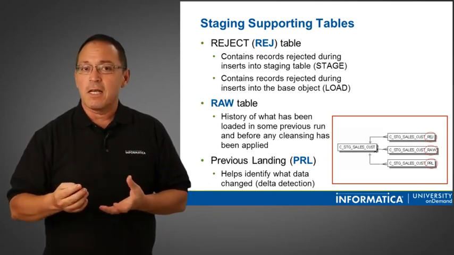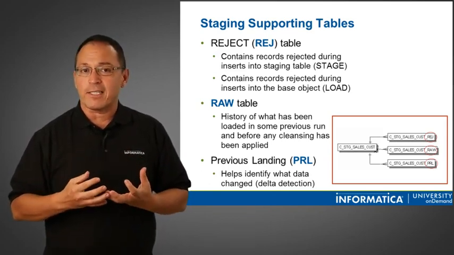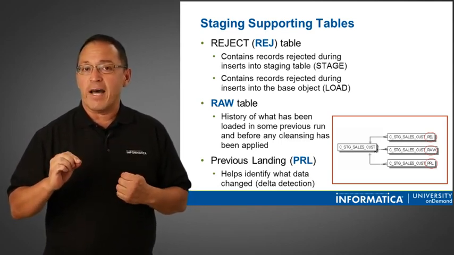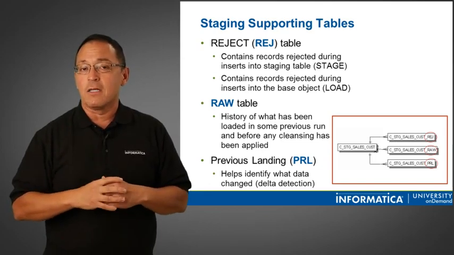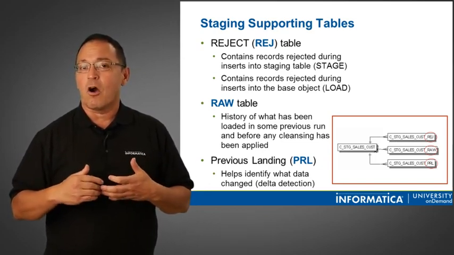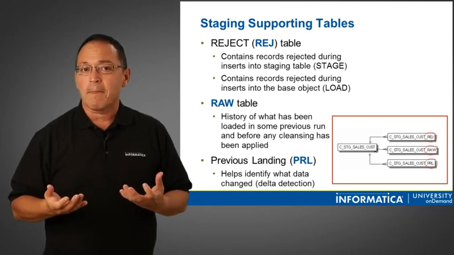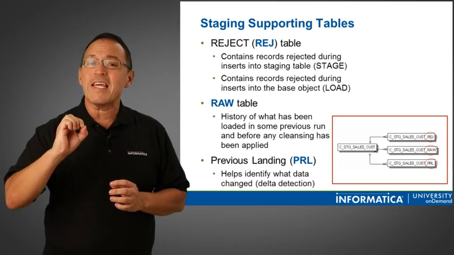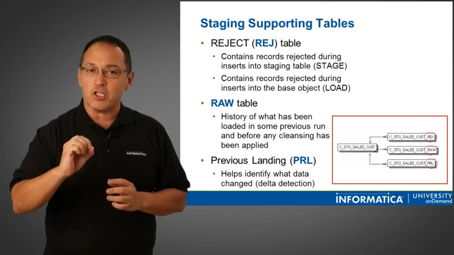execute this, then records that are rejected will go to the reject table. So if my staging table is called STG customer, I'm going to have one called STG customer REJ for the reject. Now, this table contains records that were rejected during the execution of the staging.